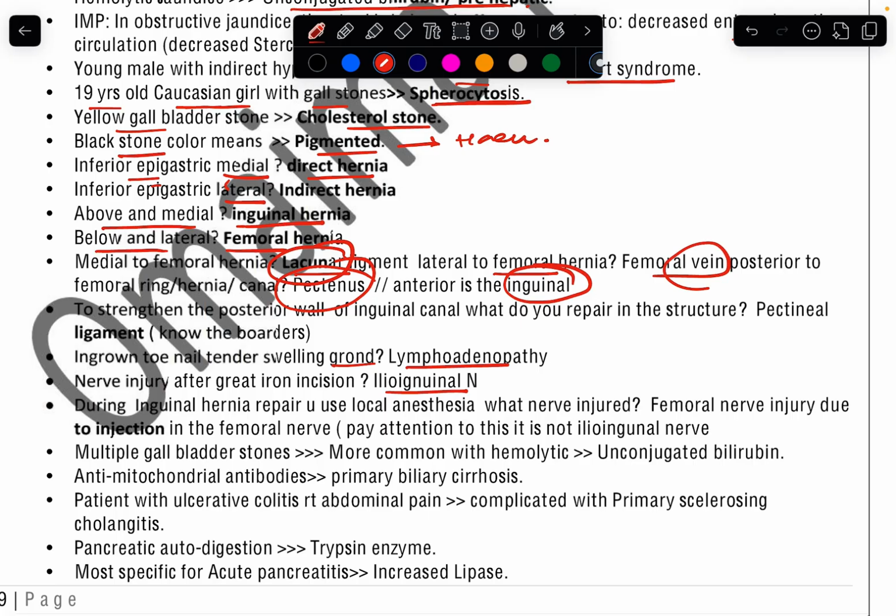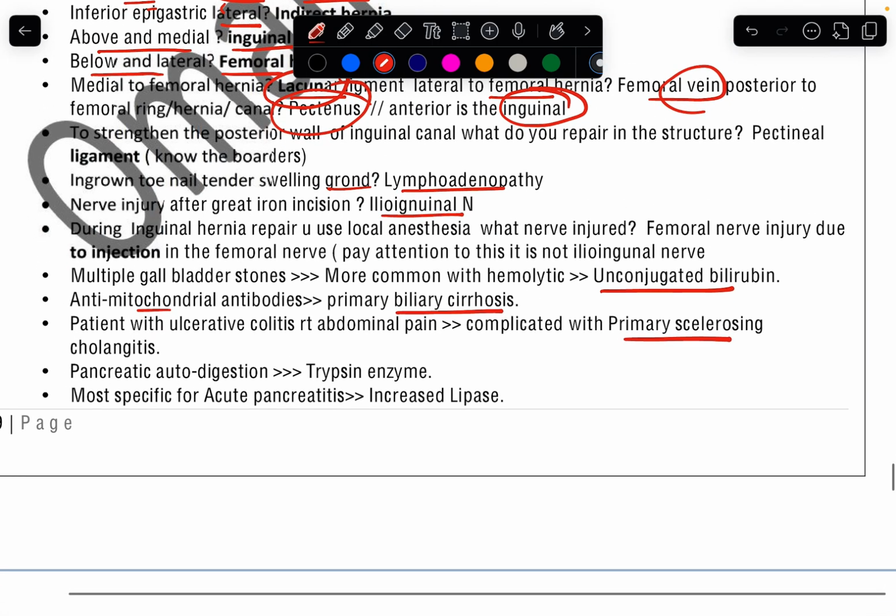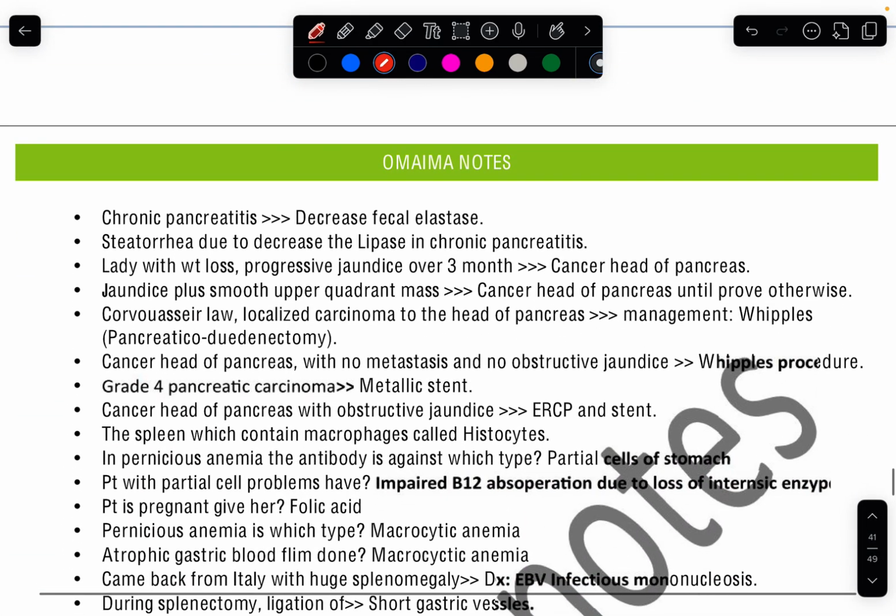Multiple gallstones, unconjugated hemolytic. Anti-mitochondrial antibodies: biliary cirrhosis. Patient with ulcerative colitis, rheumatic pain, complicated PSC. Pancreatic autodigestion is by trypsin, most specific is lipase. Chronic pancreatitis: fecal elastase, steatorrhea due to decreased lipase in chronic pancreatitis.